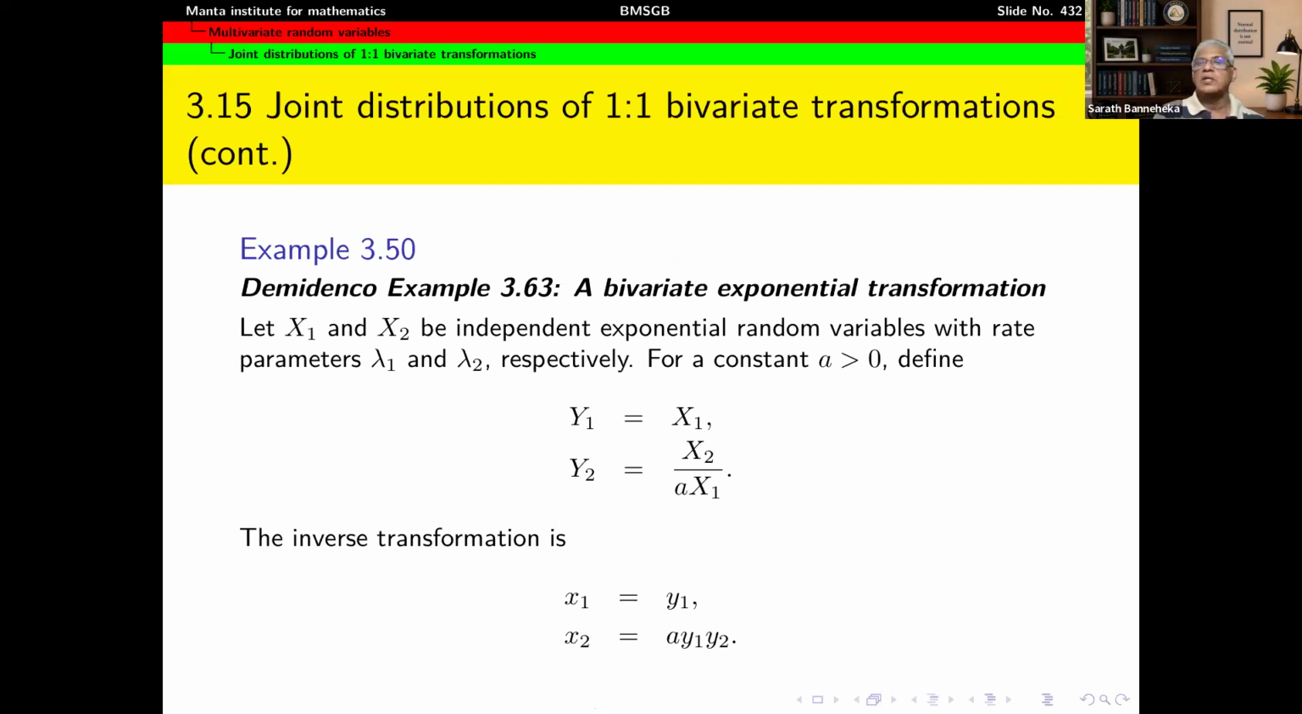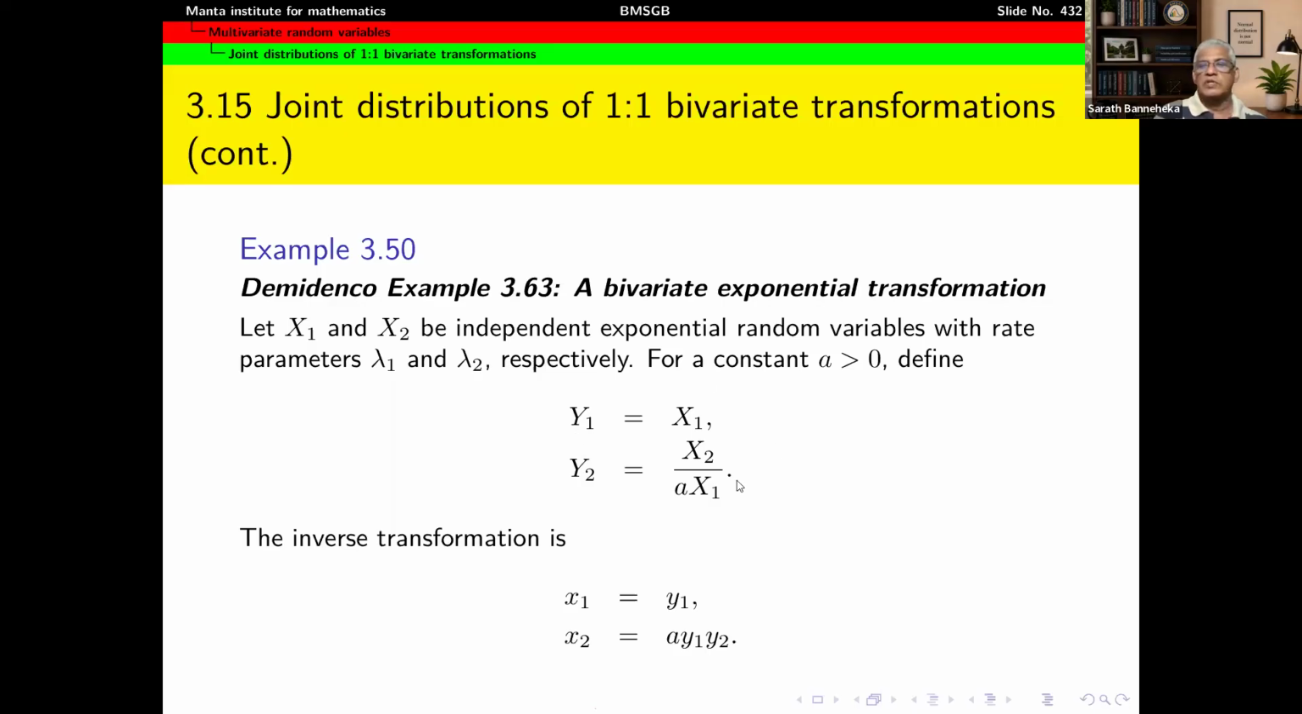Now let us look at another example. This example is coming from the book. This is example 3.63. Let x1, x2 be independent exponential random variables with rate parameters lambda1 and lambda2. For a constant a greater than 0, define y1 to be x1 and y2 to be x2 divided by a times x1. So what we want is the joint density of y1 and y2.